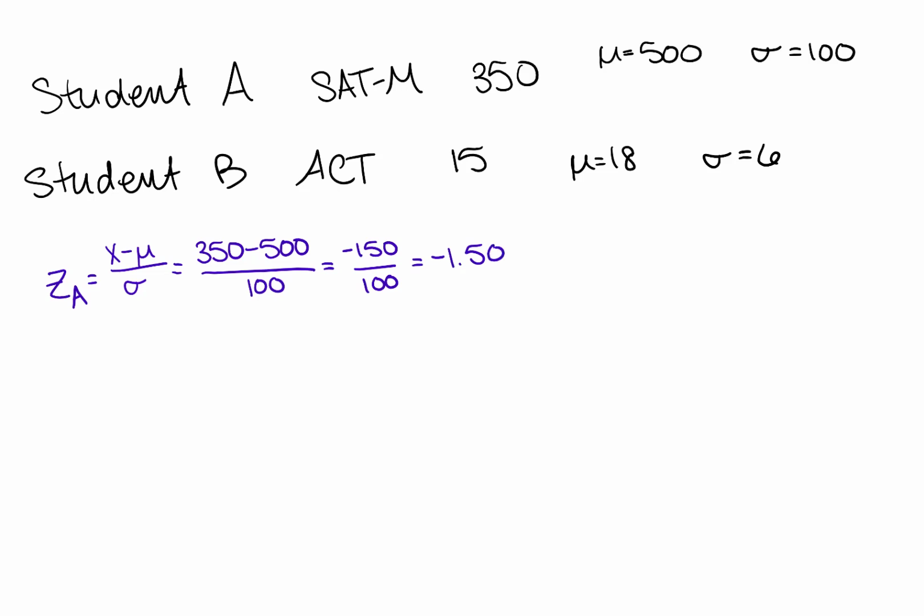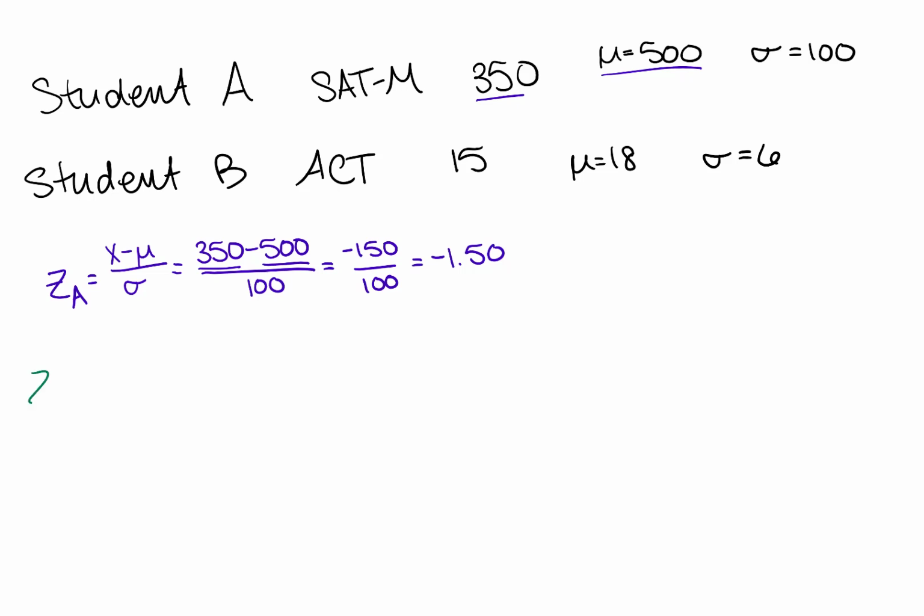One of the most common mistakes here was flip-flopping these two numbers. In doing that, you'd end up with a positive number, which means that you're above the mean. In this case, 350 is less than 500, so we should have a negative z-score below the mean.